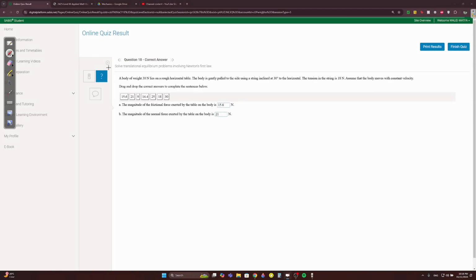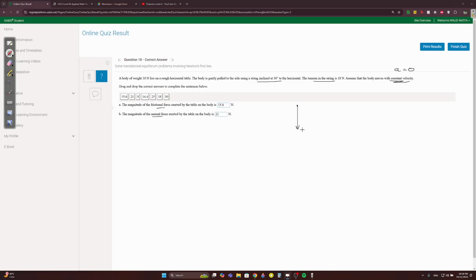Question 18. A body of weight 30 newtons lies on a rough horizontal table. The body is gently pulled to the side using a string inclined at 30 degrees to the horizontal. I'll draw the FBD in a second. The tension is 18. Assume the body moves with constant velocity. So a is equal to 0. This is very important. They want the friction and the normal. Very easy. Draw the FBD.